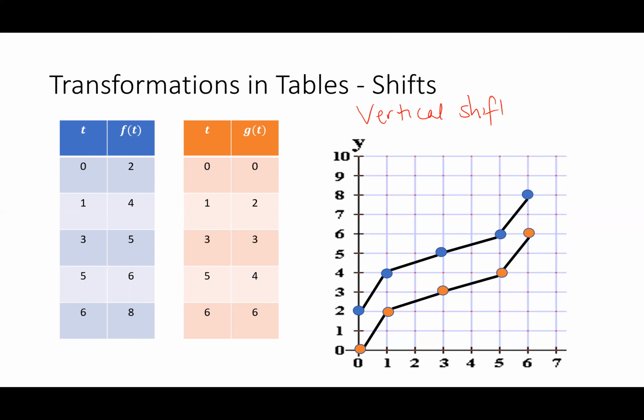And we would describe this as 2 units down. And what yielded that was taking f of t and subtracting 2. So we see the 2 is represented here, 2 units. And then where does the down come from? That's going to come from the sign.